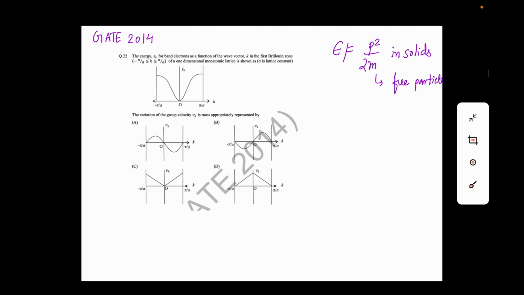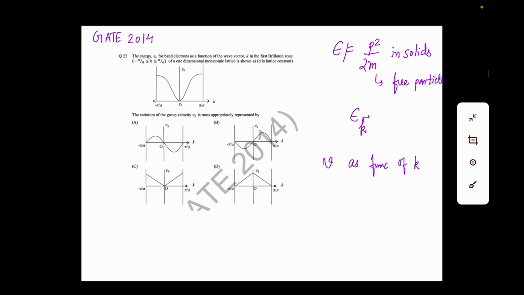Now you are given basically E as a function of k, and you are asked to define the correct relation of v as a function of k. That is very simple. Basically the group velocity would be nothing but the derivative of E(k) with respect to k. So you should know how the derivative is behaving.